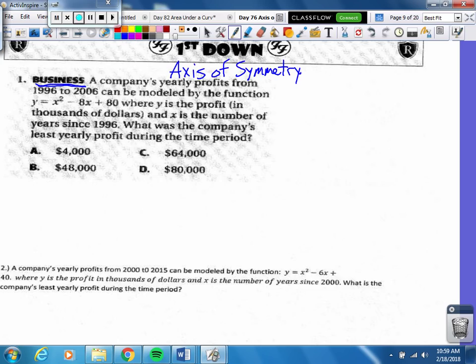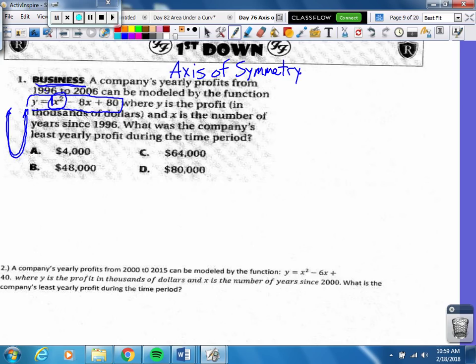Read along with me. A company's yearly profits from 96 to 2006 can be modeled by the function y equals x squared minus 8x plus 80. I know it's a parabola because I see x squared, the quadratic there, and it is going up. So it looks like that. The profit went down, down, down, down in this company, then it went back up. That's what it's saying to me from 96 to 2006.